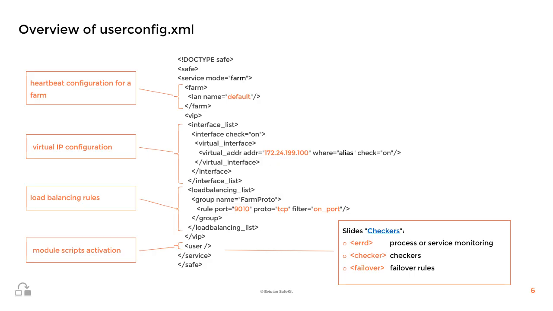Here is an overview of the userconfig.xml file for a farm module. First, you have the heartbeat section defining the networks through which heartbeats must pass. Then, you have the virtual IP configuration. Next, you see the definition of load balancing rules. Following that, you have the user tag, which enables the execution of restart scripts. The three other tags on the right of the slide concern checkers and are explained in the checker slides.